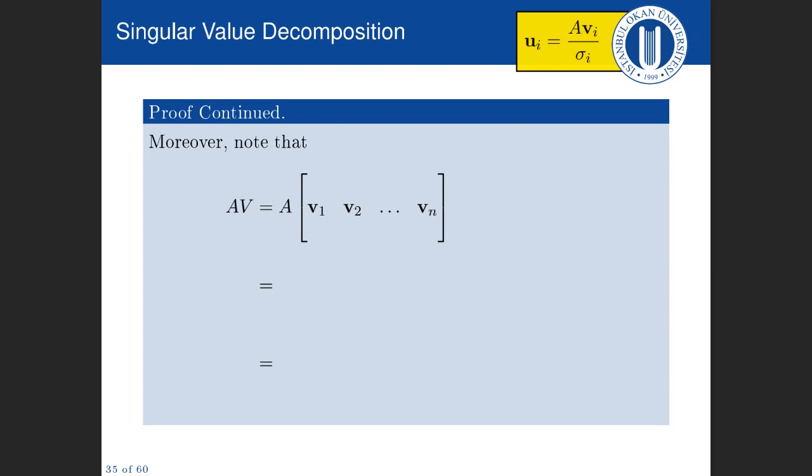What do we get if we calculate AV? A multiplied by the matrix of first column V1, second column V2, etc. That's the same as the matrix where the first column is AV1, the second column is AV2, up to AVr, and then zeros. Why zeros? Because the rank is r. That means for i after r, AVi is always equal to zero.